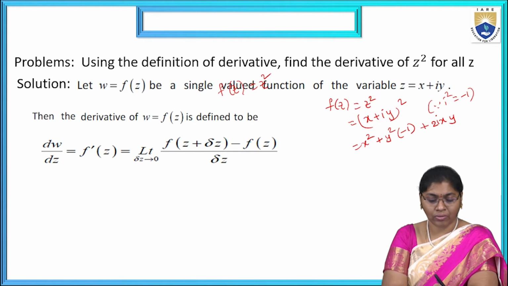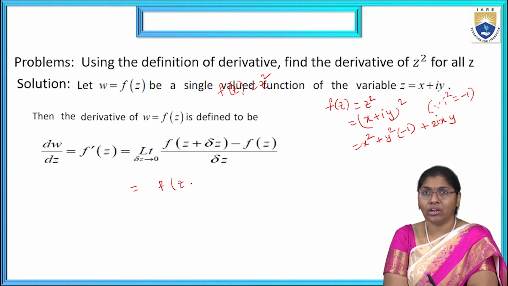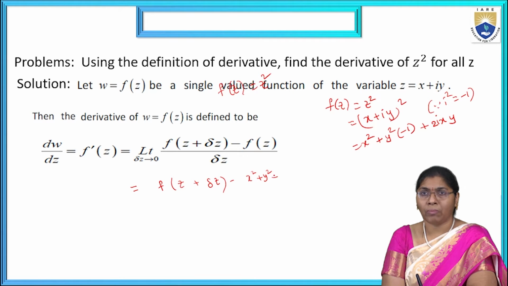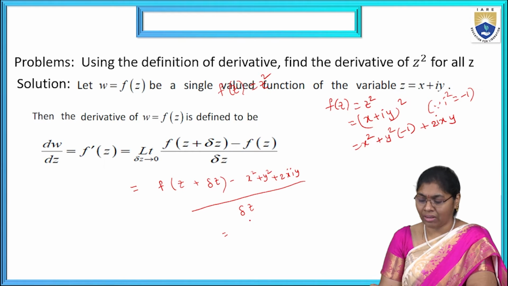Now substituting here, f of z plus delta z minus f of z, equal to x square plus y square plus 2xy, by delta z. Then substituting that here, z square and z square will be cancelled. The remaining terms give the final solution. Now substituting each and every term here, we get the same function.